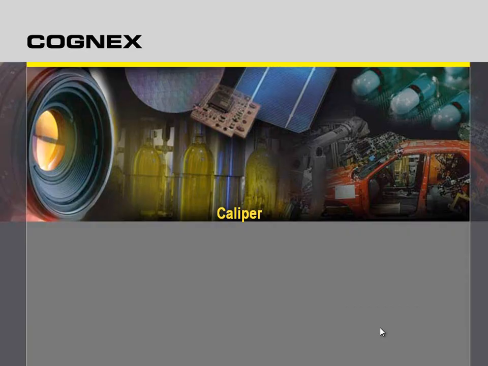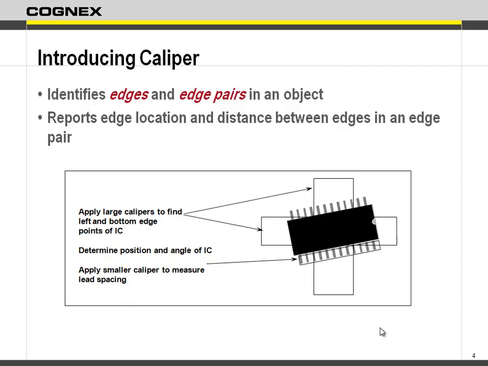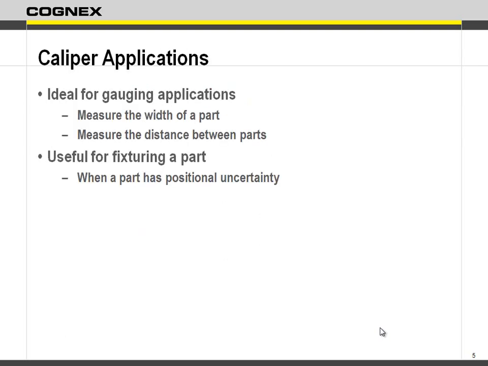So let's talk about the caliper. What a caliper is looking for is edges or edge pairs, and it's going to report that edge location, where it found those edges to be, as well as any distances between edge pairs if that's what you're using. So some caliper applications are great for gauging. It's going to measure what the distance between two of your edges is. Also, it's great for fixturing.